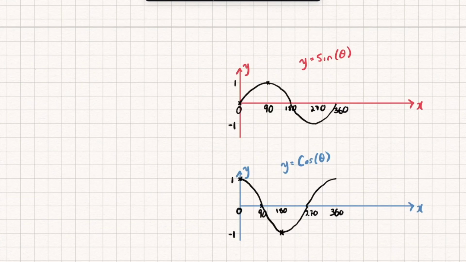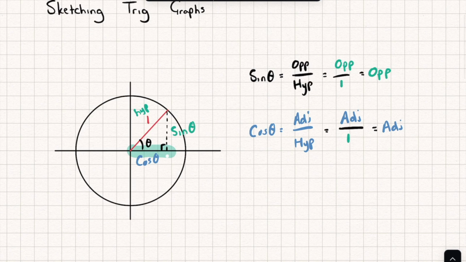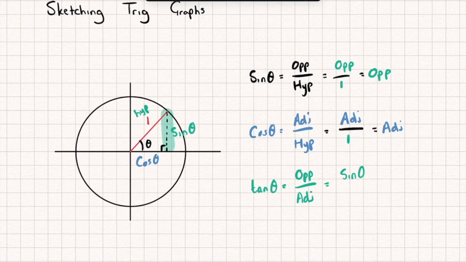So to sketch our final graph, the graph of tan of theta, what we're going to do is go back to our unit circle one final time, and we're going to write down what tan of theta is. So tan of theta, well, that's just the opposite side divided by the adjacent side. And so what is the opposite side of our right angle triangle? Well, that's just sine of theta. So let's write in sine of theta.